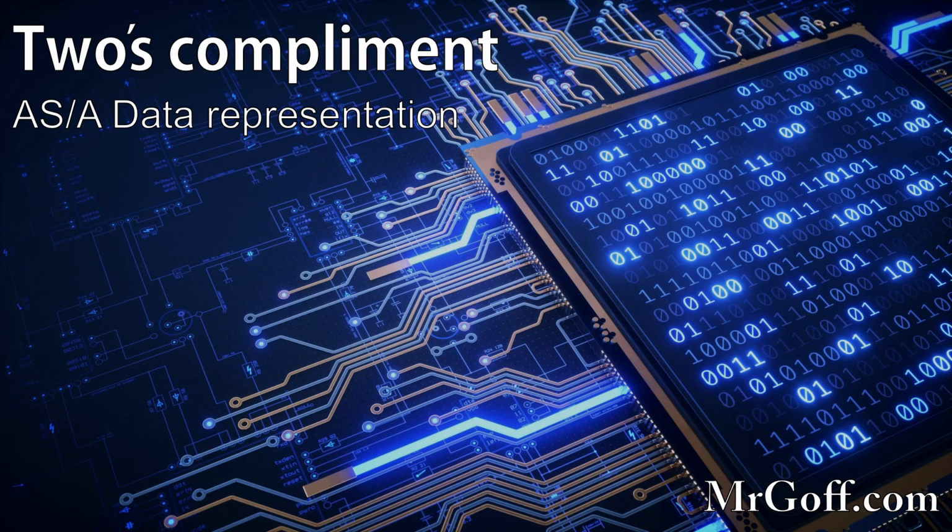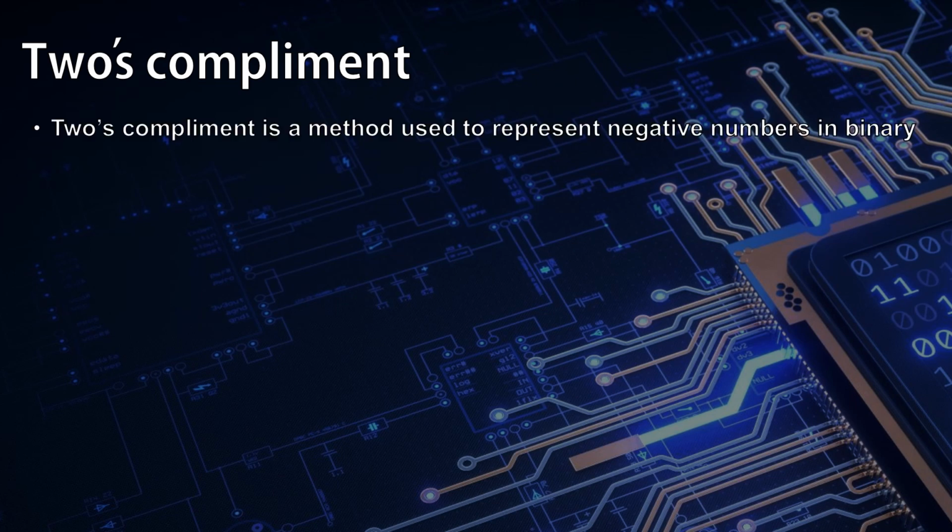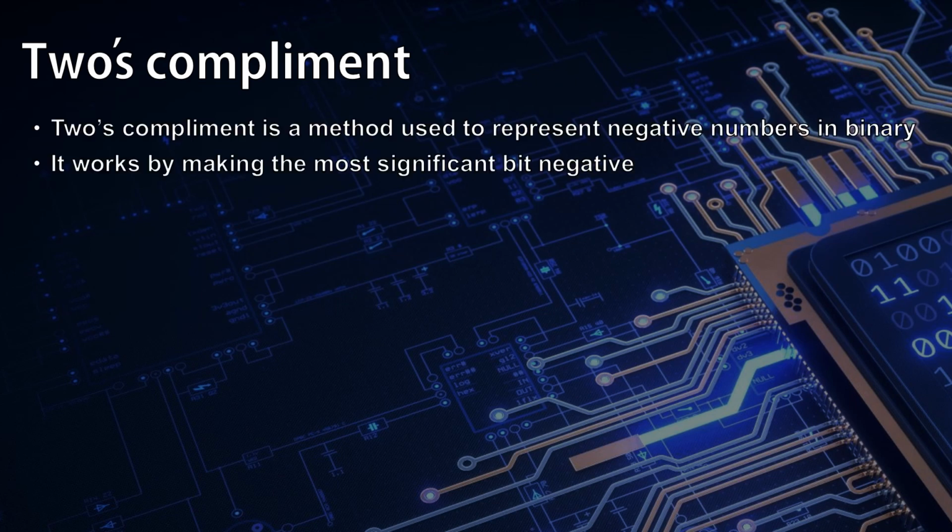This video will focus on 2's complement binary. 2's complement is a method we can use to represent negative numbers in binary. It works by making the most significant bit negative. The most significant bit is the bit in the column with the largest heading.